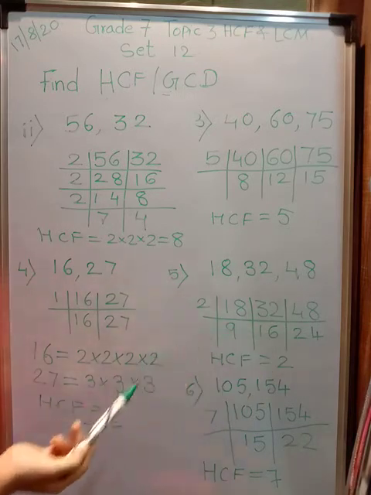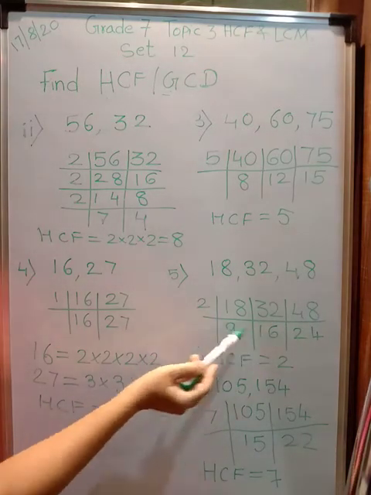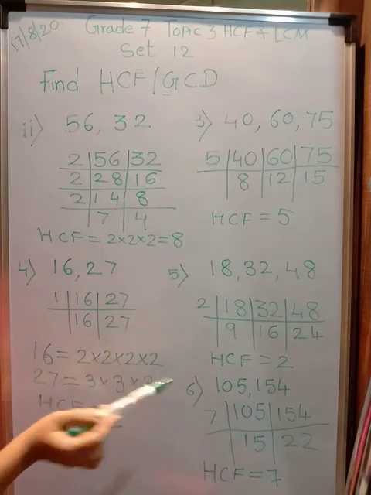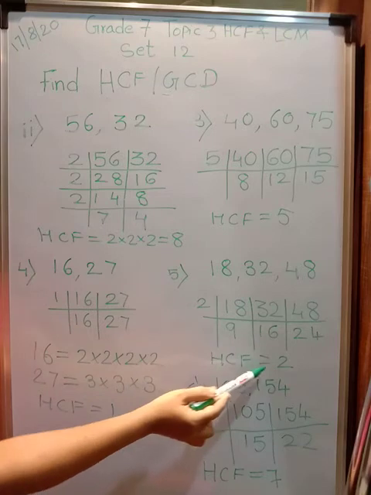None of these are divisible by 5. None of these are divisible by 7. After 7 comes 11, where 9 is smaller. So you have to stop here. So HCF is nothing but 2.